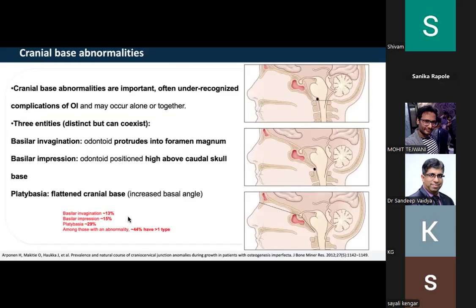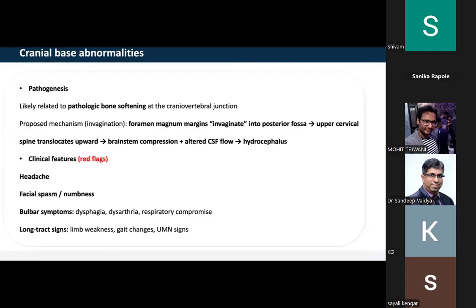So the incidence of basilar invagination is maybe 13%, impression is 15%, and platybasia is 29%. But if any of these are present, the possibility that they will have more than one condition together is more than 44%. So if you see any one of these conditions, we have to be very certain that this patient needs more investigations, and we have to look at them more carefully.